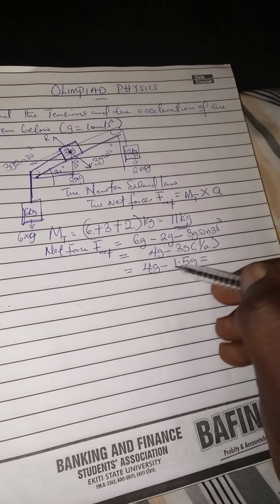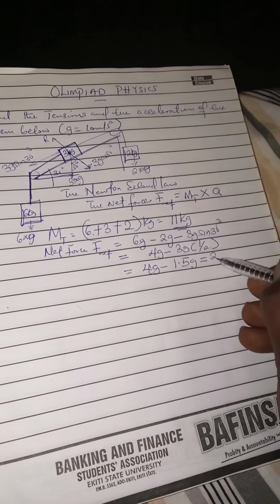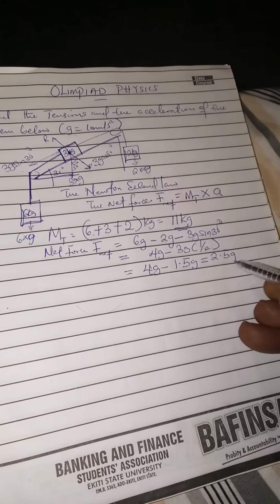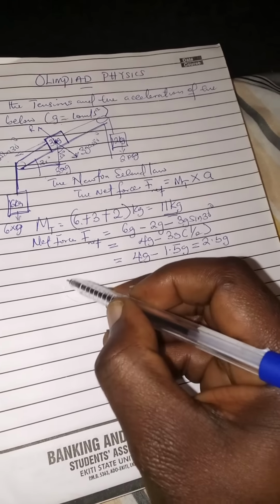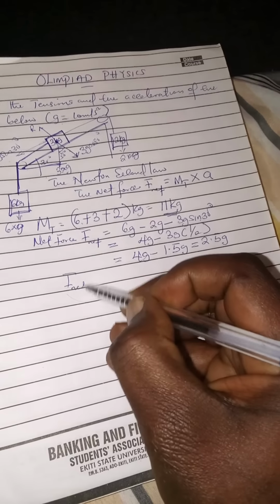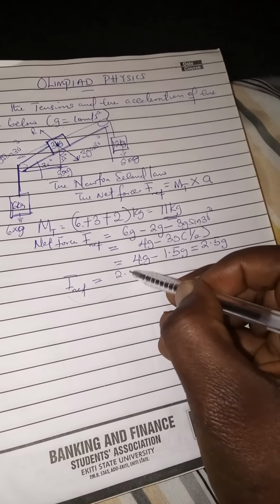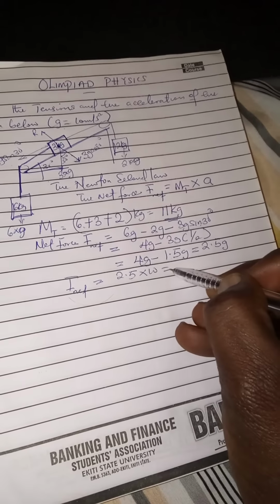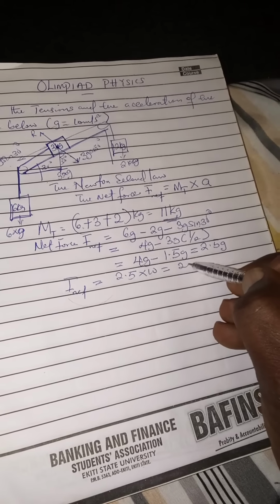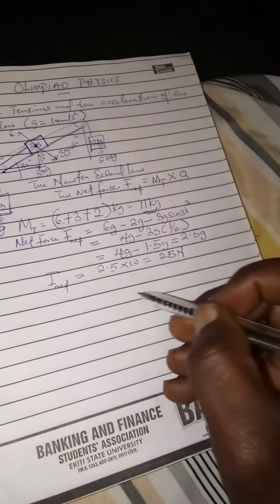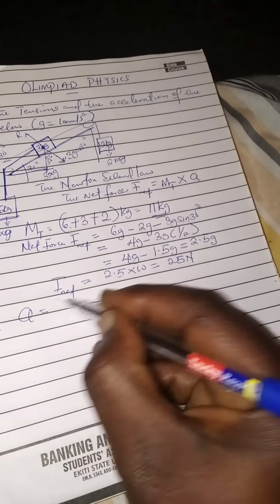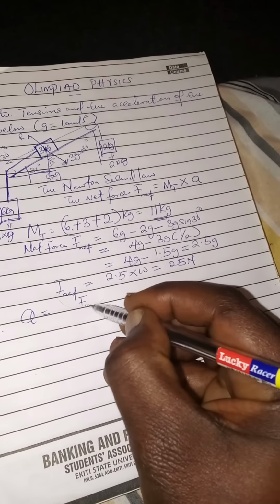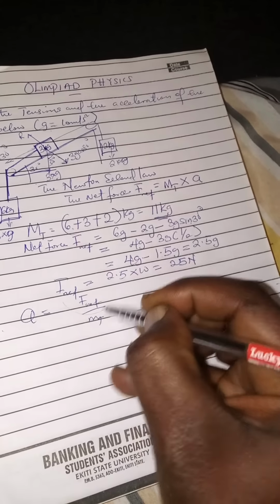1.5G. So 4G minus 1.5G will give me 2.5G. Therefore, the net force will be equal to what? 2.5 times 10. That gives me 25 Newton. So therefore, our acceleration will be equal to net force over total mass.